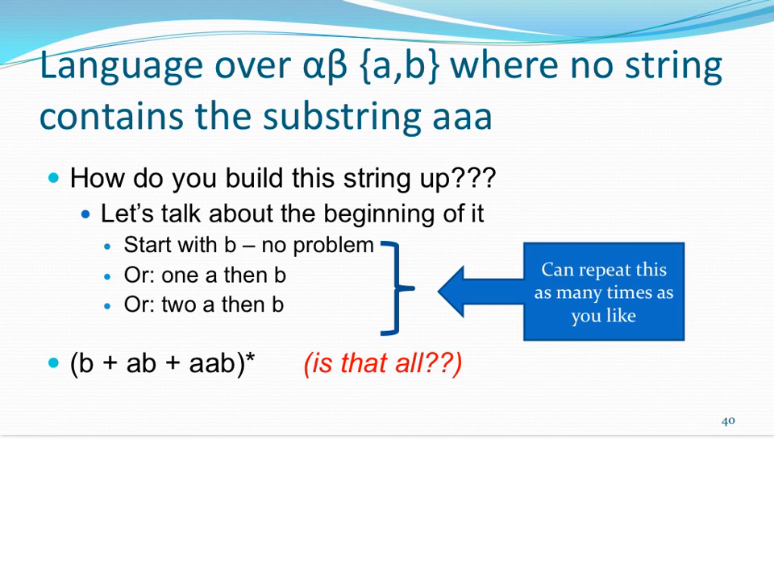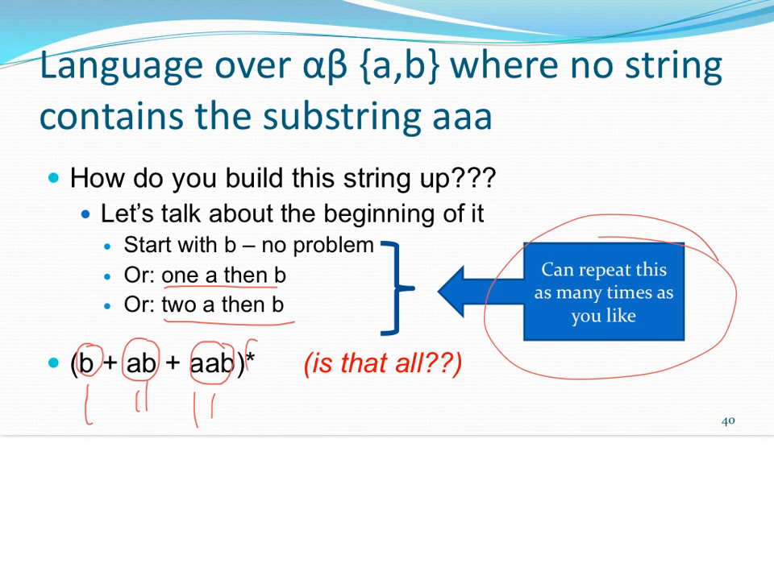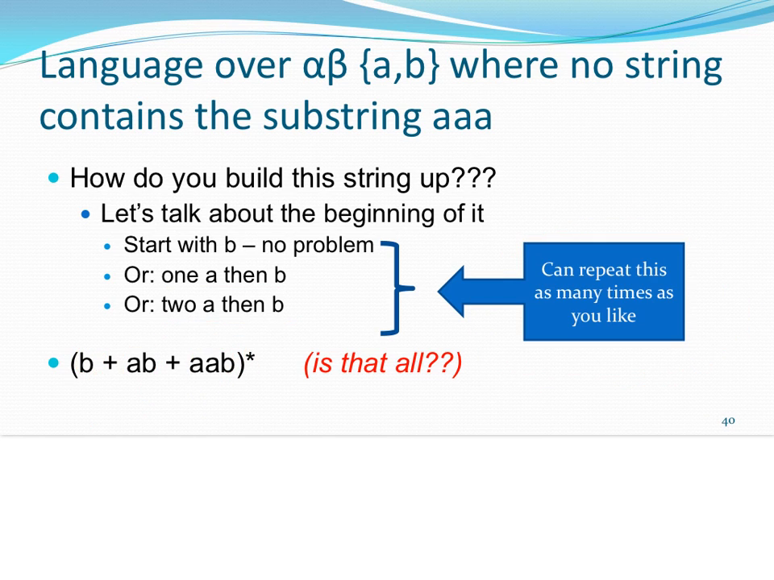So that gives us this regular expression here. So start with just a B, or one A and then one B, or two A's and then a B. And then concatenate, pick one thing from here, and then if we want, do it again. Pick another thing from here. That's what this star represents. Now, is that it? Are we done? Is that what our string looks like? Have we got everything if we just use this stuff here?